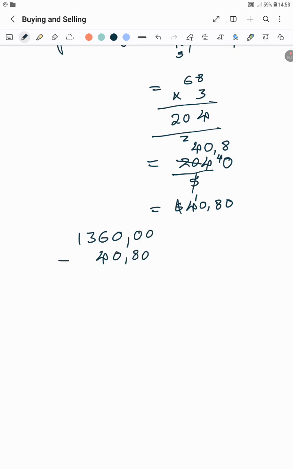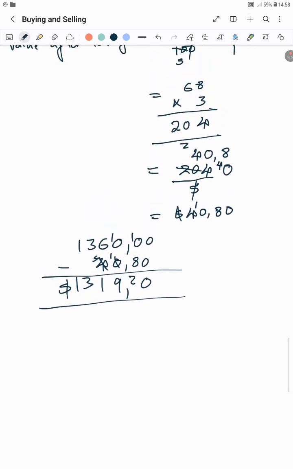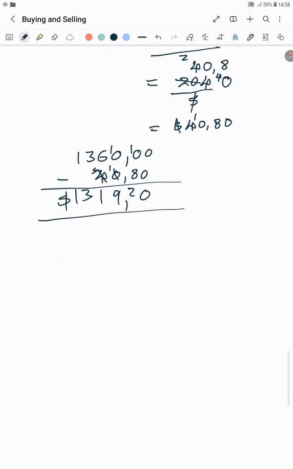Minus $40.80. So here this is 0, here this is 2, here this is 9, here that's 1, 3, 1. So $1,319.20 is the value after the first year. So when it depreciates the second year, this is the starting value. That's the value after first year. So the value that is depreciating now is this new value.